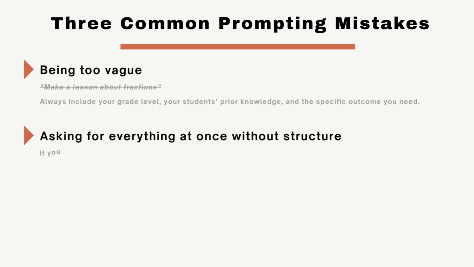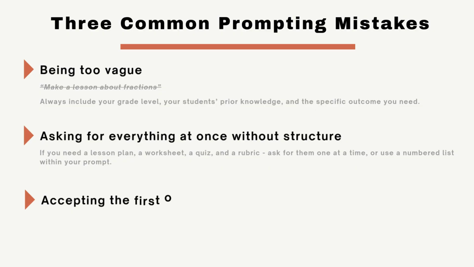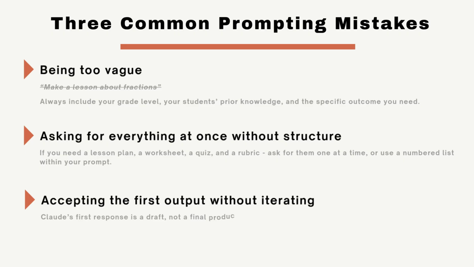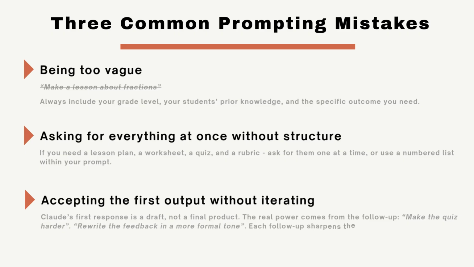Another error is asking for everything at once without structure. If you need a lesson plan, a worksheet, a quiz, and a rubric, then ask for them one at a time, or use a numbered list within your prompt. A third error is accepting the first output without iterating. Claude's first response is a draft, not a final product. And the real power comes from the follow-up. Make the quiz harder, make the quiz easier. Rewrite the feedback in a more formal tone. Each follow-up sharpens the output.